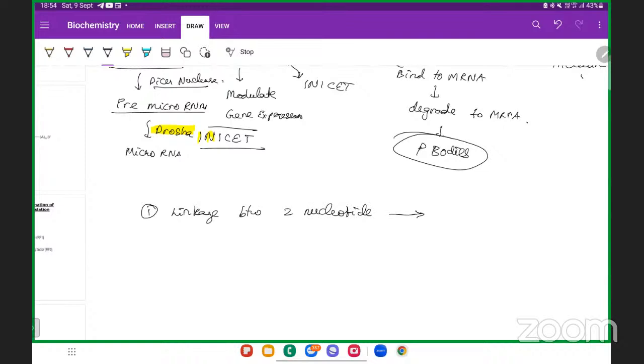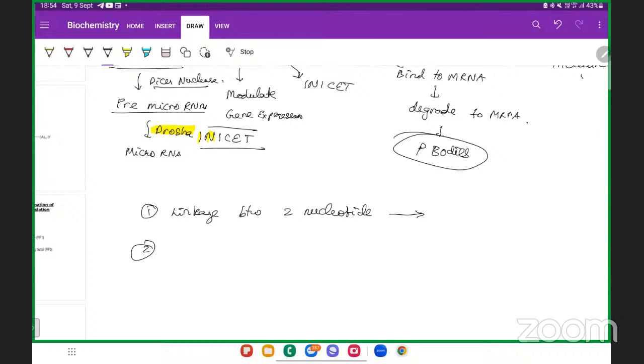Linkage between two nucleotides is called, this is like a revision for you. I'll give the answer. I'll go to the second question. Okay, I'll give you some statements. Which of the following are true regarding eukaryotic transcription? RNA polymerase does not require template. Is it true?